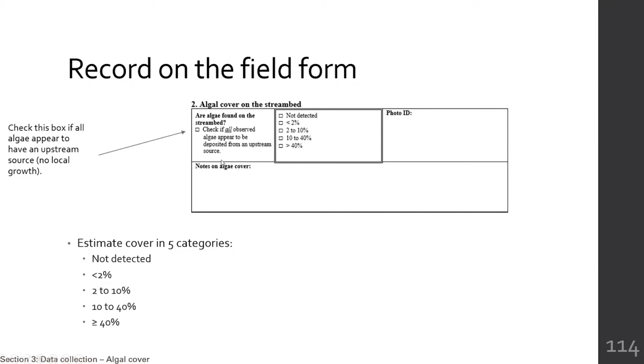You record this on the field form. This is basically identical to what we have in the Arid West, but we have slightly more refined categories in terms of cover. And so using those diagrams in the user manual can help you distinguish between these different levels. The Arid West used fewer categories.